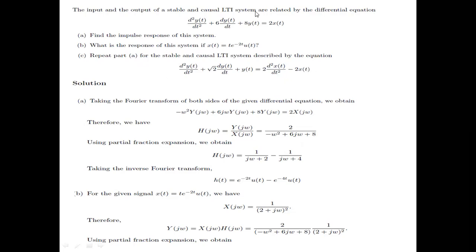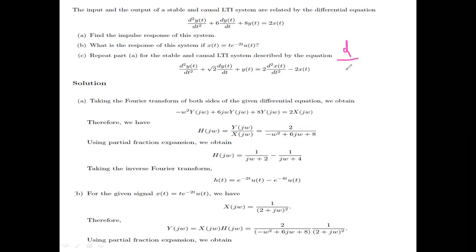Okay, my dear students. First of all, you see the first differential equation. What is the second derivative? Taking the Fourier transformation on both sides of the given differential equation, we obtain: second derivative means j omega whole square, y of j omega, plus 6 j omega into y of j omega, plus 8 into y.